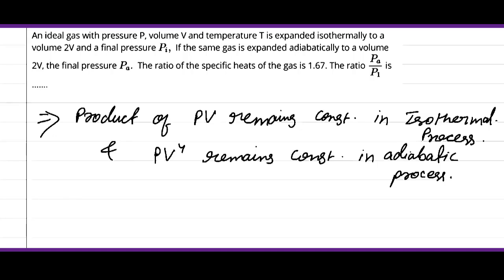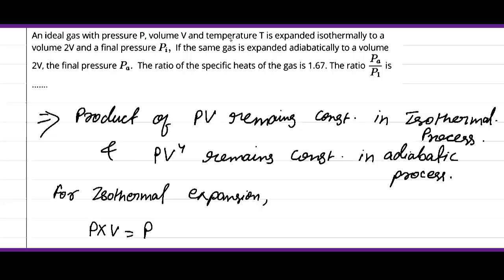So for isothermal expansion, we can write P into V is equal to Pi. Here it is given that for isothermal the final volume is 2V and final pressure is Pi. So we can write Pi into 2V, right? So from here Pi is equal to P upon 2, because V and V cancel.